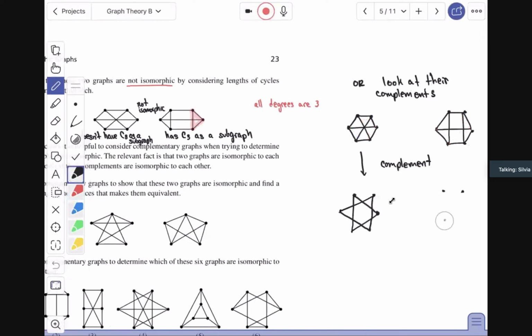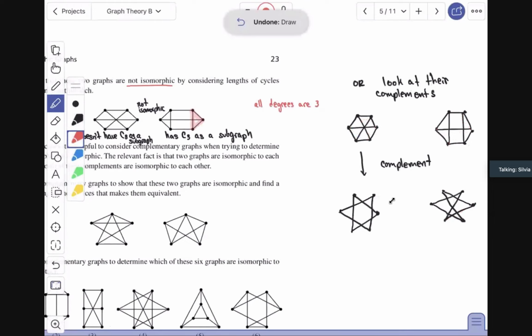So I don't have these two diagonals, and I don't have this, and I don't have that. Now look, this is actually a connected graph. Look, I can start right there and go through the edges and get back to my original place. So that's a C6. This is a C6.